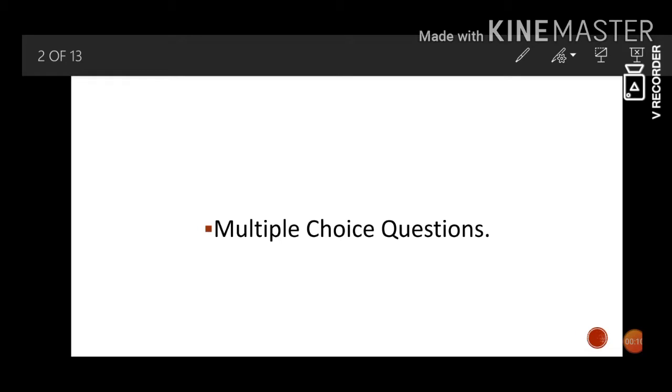Good morning, students. Today we are going to discuss questions and answers of the chapter Quadrilateral, that is chapter 8. And today's topic is multiple choice questions. So we have 10 different multiple choice questions, and today we are going to discuss those. So here is our first question.